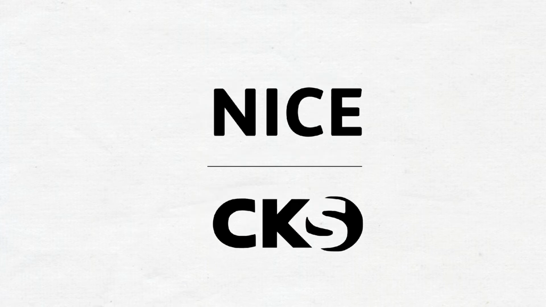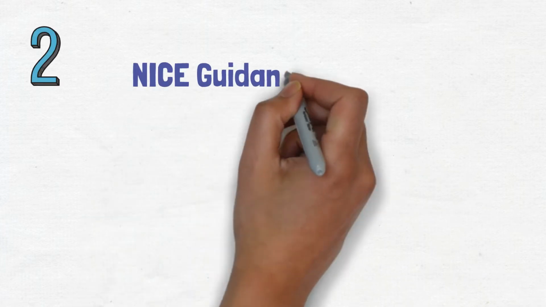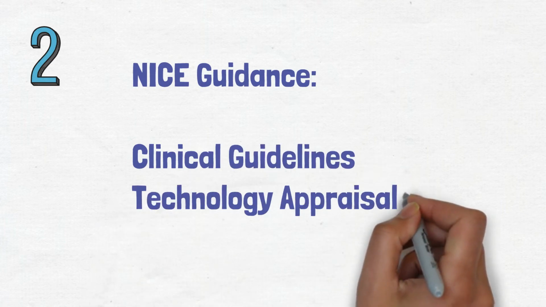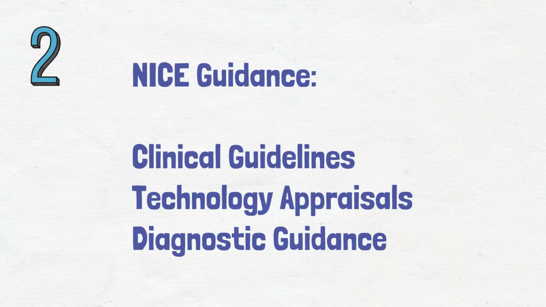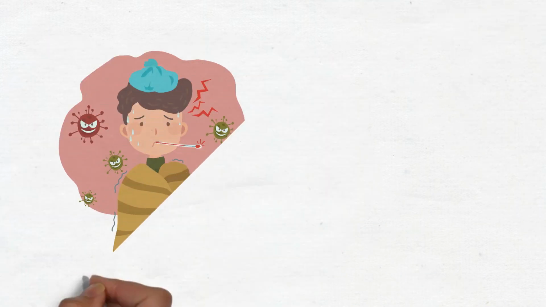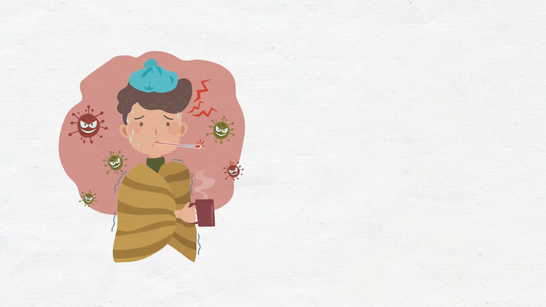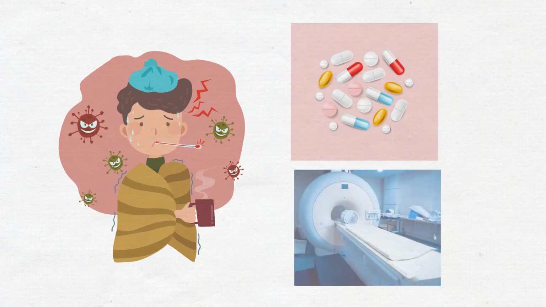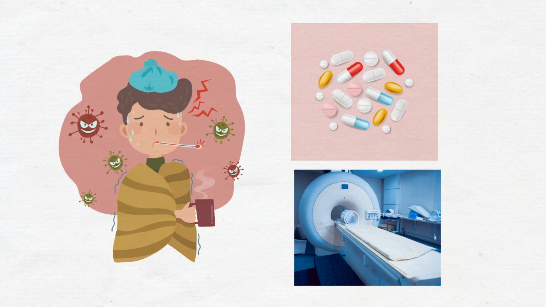The second section we'll discuss today is NICE Guidance. This section can be split into clinical guidelines, technology appraisals, and diagnostic guidance. The clinical guidelines provide in-depth recommendations regarding diagnosis and management of patients with a specific illness or presentation. Technology appraisals provide guidance related to the latest evidence on prescribing, and diagnostic guidance provide advice on the evidence available for using different investigations in order to achieve a diagnosis.